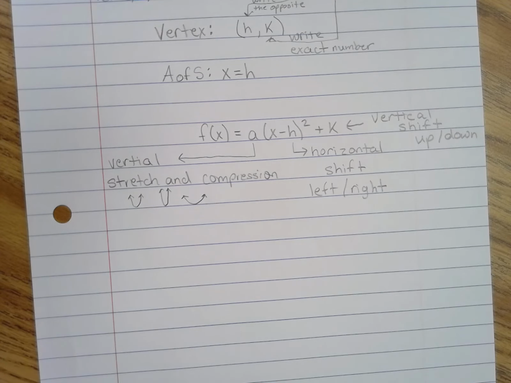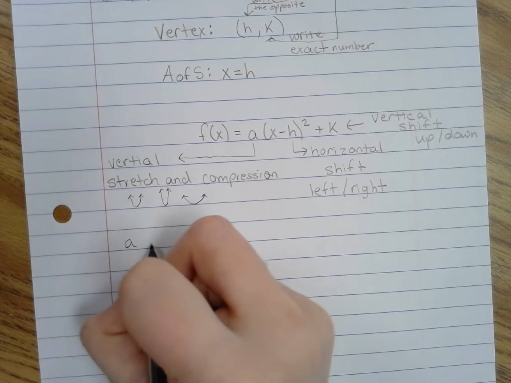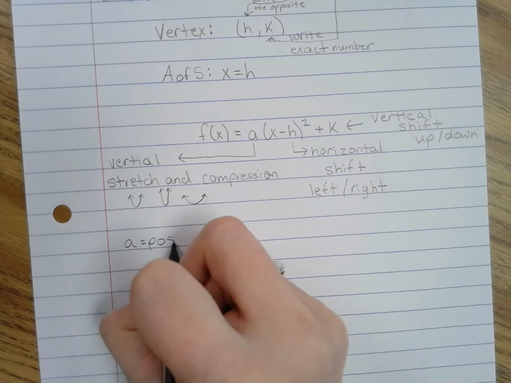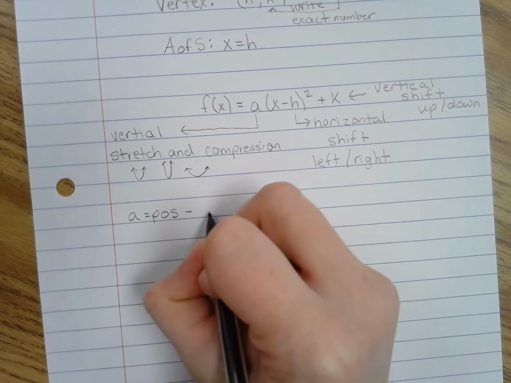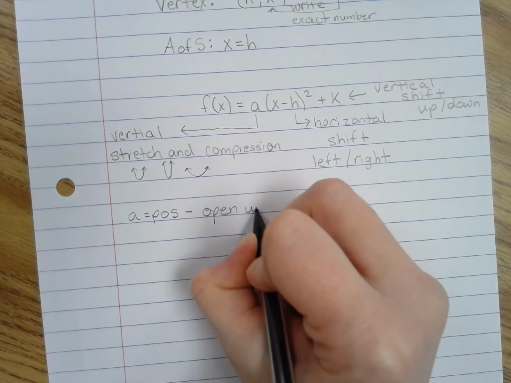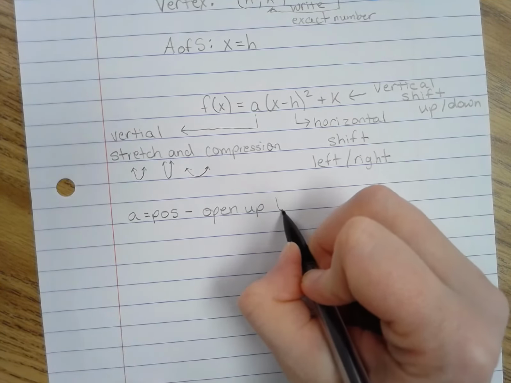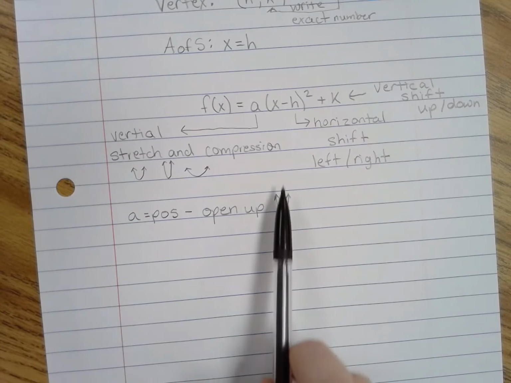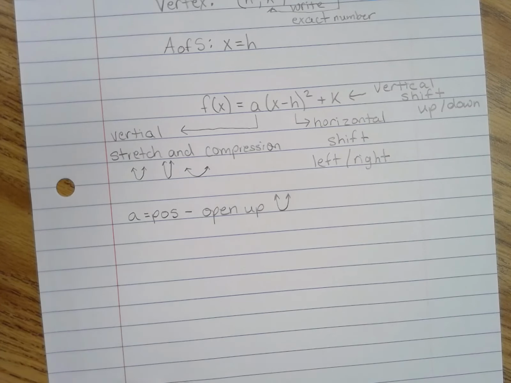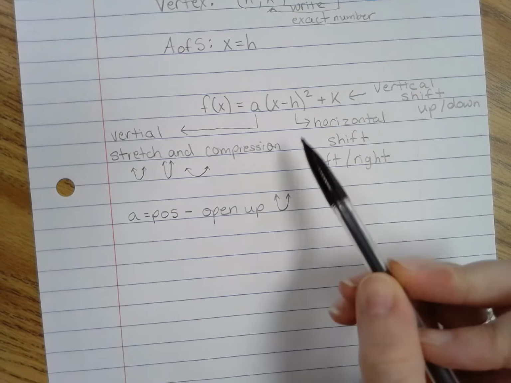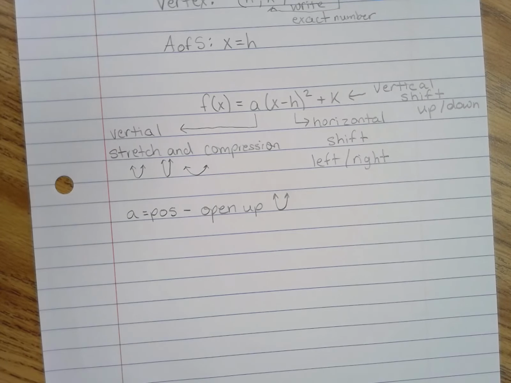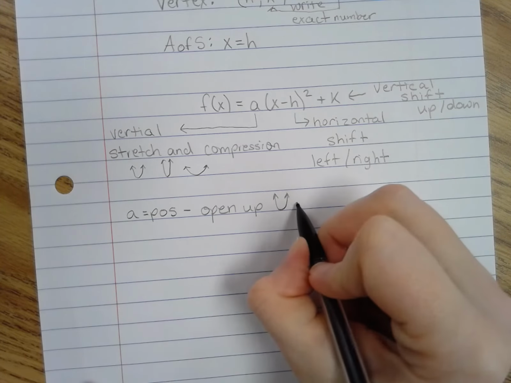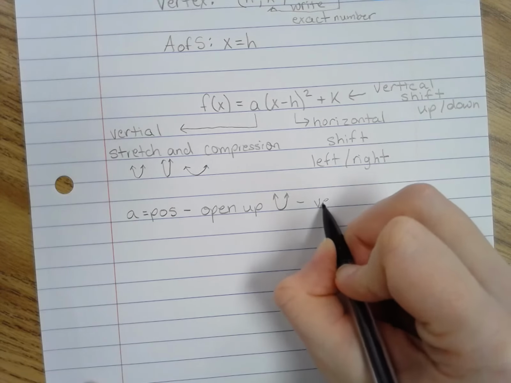Let's go ahead and jot down the notes on a being positive or negative. You should have looked at this previously with standard form. If a is positive, if a equals a positive number, then the graph is going to open up. You can think about when it opens up, it is pointing in the positive direction. If you think about the y values when graphing, the positive y values are on the top of the graph, so pointing up. This means that the vertex is going to be a minimum.